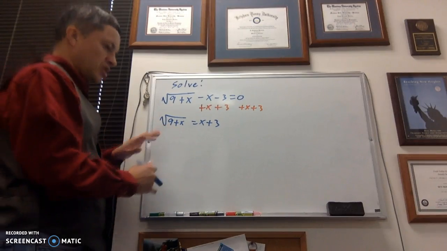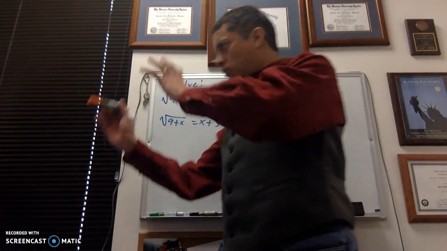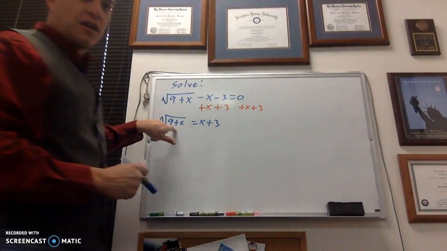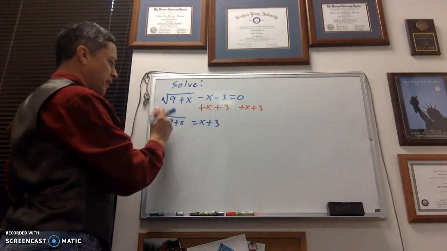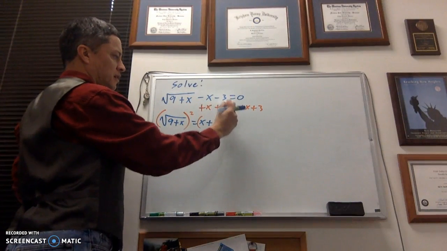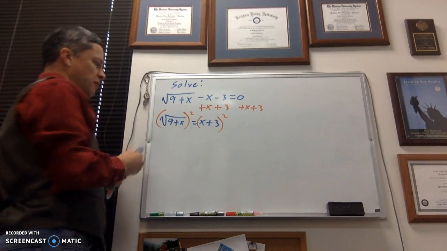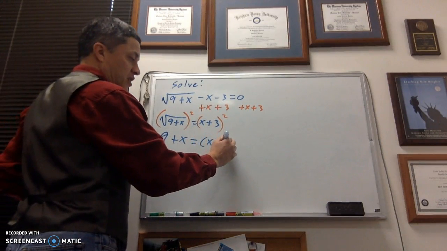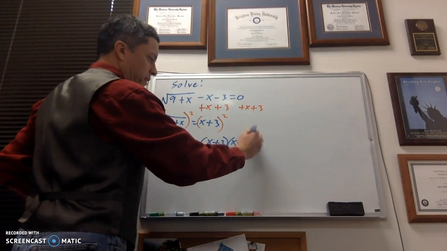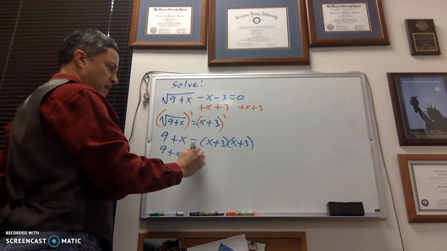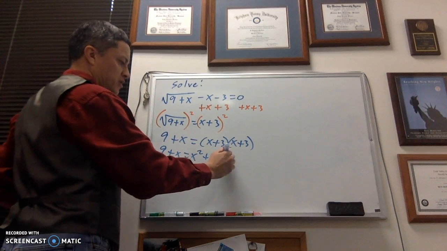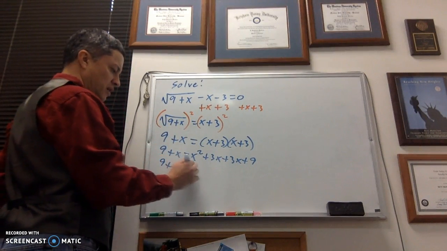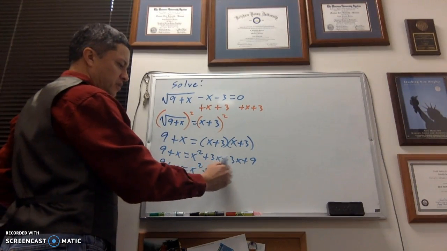So Chuck Norris has the bad guys right there in front of him. All the innocent bystanders are behind him. So now he's going to disarm the guy with the gun. And how do you disarm the guy with the gun? You square both sides. That'll take care of the square root. So the left-hand side will be 9 plus x. The right-hand side is going to be x plus 3 times x plus 3, which is going to be x squared plus 3x plus 3x plus 9. When we collect like terms, that'll be x squared plus 6x plus 9.